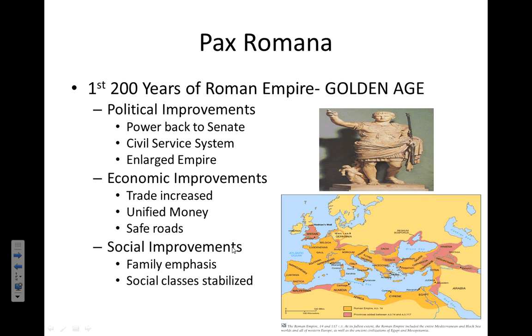So starting off here is the Pax Romana. It's the first 200 years of the Roman Empire. It's Rome's golden age. So during their golden age, they had a lot of political improvements: power is given back to the Senate, a civil service system emerges, and their empire is enlarged. They also had a number of economic improvements. Their trade increased, they had a unified currency, and they made roads safer throughout the empire. And also, during the Pax Romana, the emphasis was on the family, and social classes began to be stabilized.